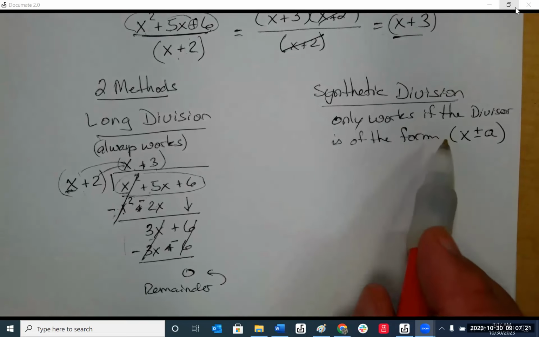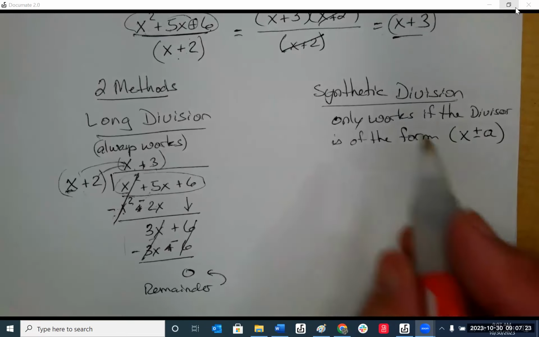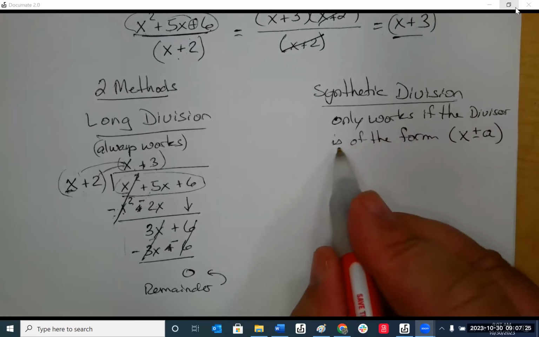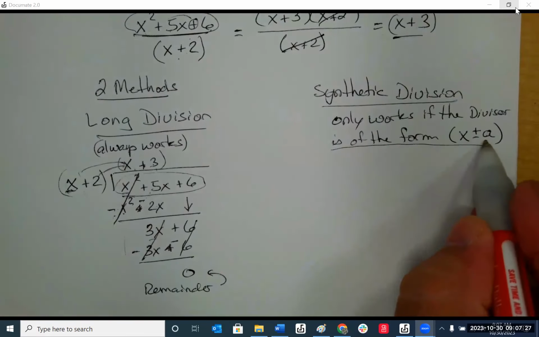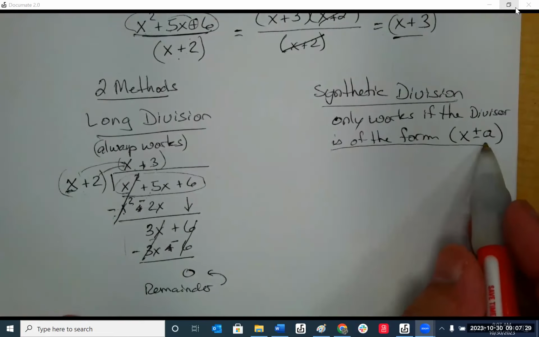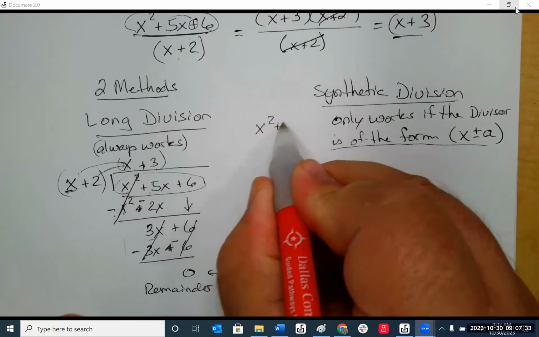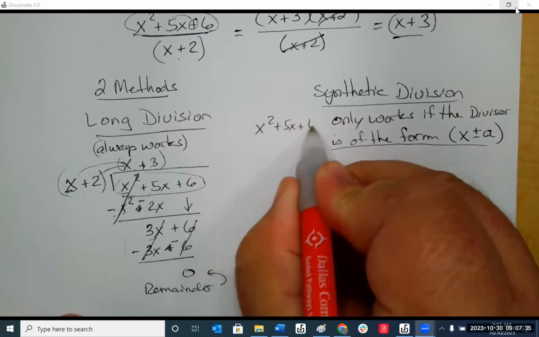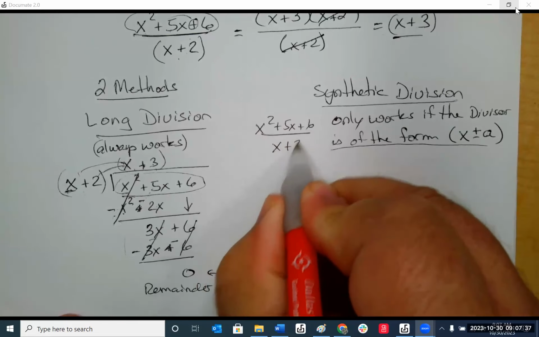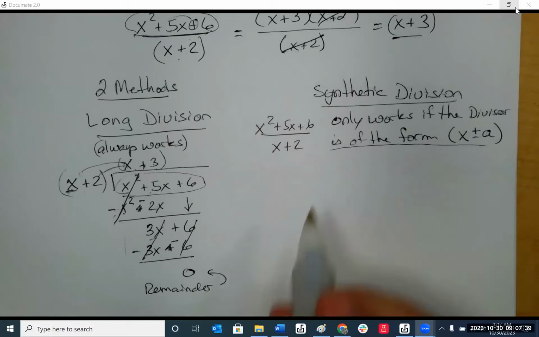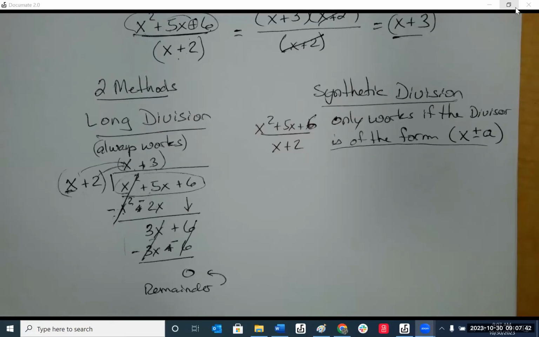So let's look at synthetic division. Synthetic division only works if the denominator is of the form x plus or minus a number. And sure enough, it is. The numerator is x squared plus 5x plus 6. The denominator is x plus 2. So it fits, so we can use synthetic division.